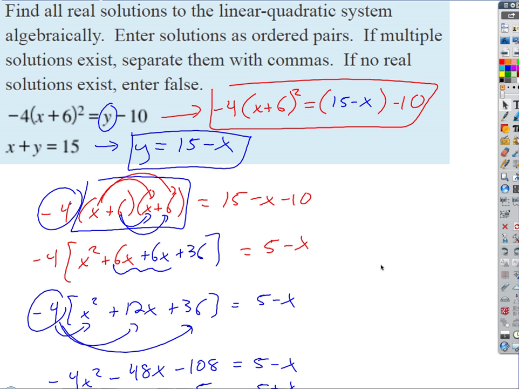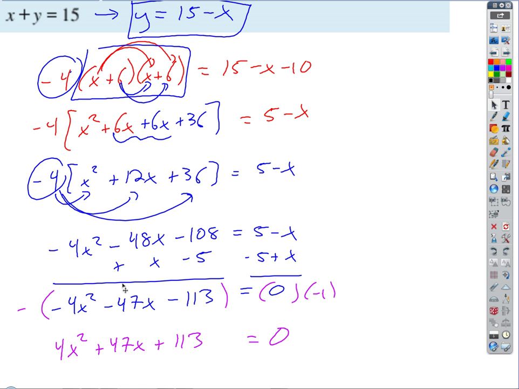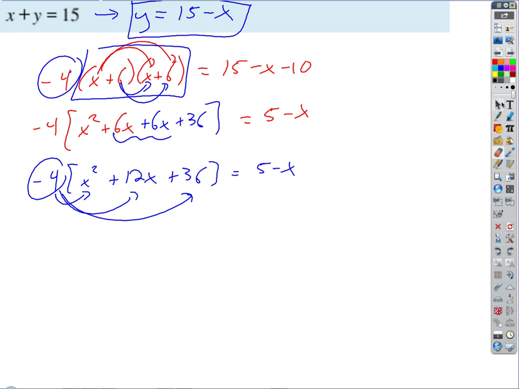Okay, I see I made a little mistake here. I was wondering what was going on. This wasn't working out as well as I wanted it to, and I made a little mistake. I got careless here. Negative 4 times 36, I did 3 times 36. Negative 4 times 36 is not 108. So we got to go back. Let's go back a little bit. And this happens in math.